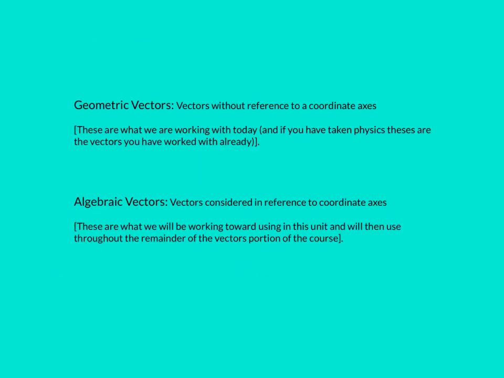All right, so what you've actually been looking at so far are geometric vectors. So these are vectors without reference to coordinate axes. These are what we've been working with so far today. And those of you who have taken physics, you're used to working with geometric vectors all the time. We will be moving towards algebraic vectors. You'll start to see a little bit of that in today's work, but as this progresses in our unit, you'll start to see this even more.